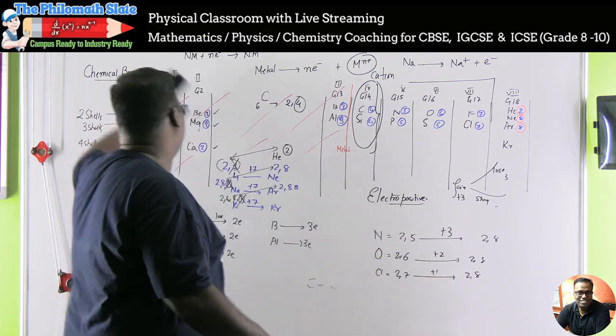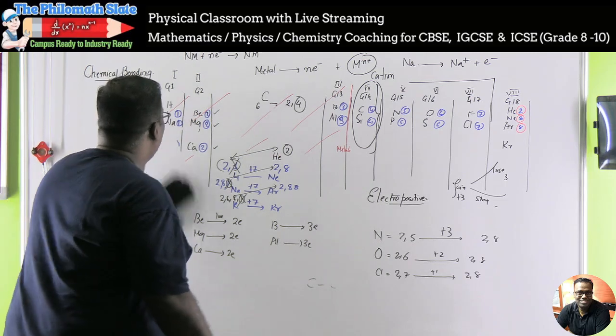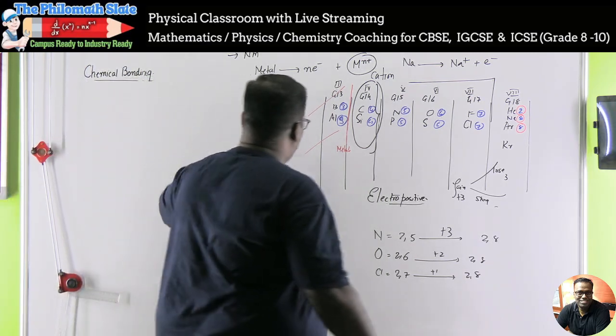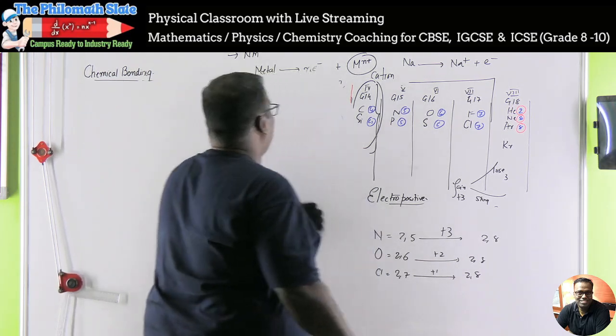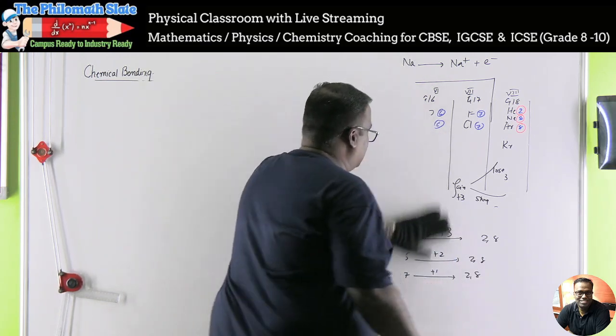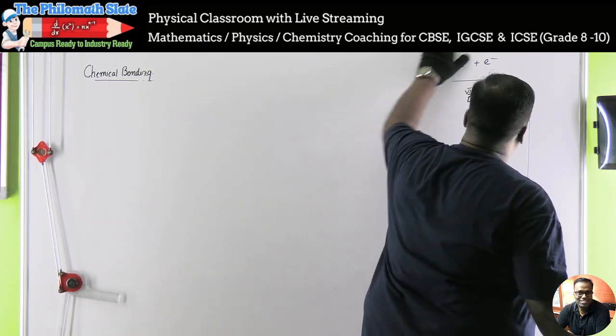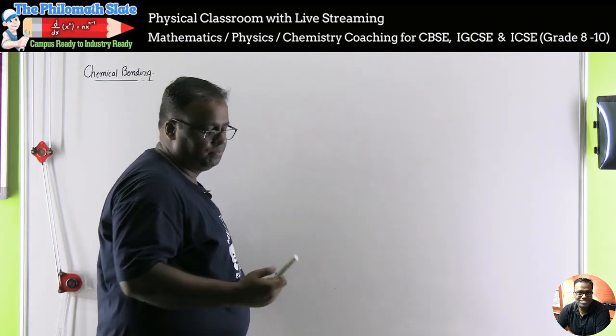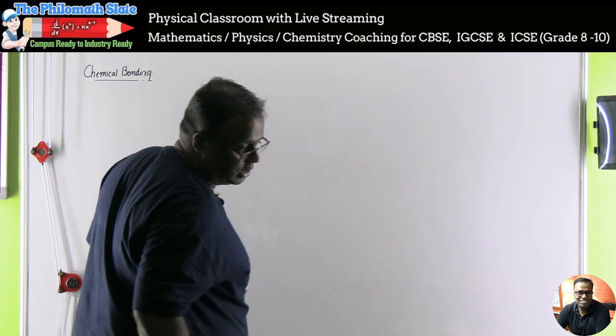Now let's go and see what type of bonds there are and how bonds form. This is where we'll go back to your book now. So far we have understood that if you are a metal, you are going to lose electrons, and if you are a non-metal, then you are going to gain electrons or you are going to share electrons. Okay? Now going one step further.